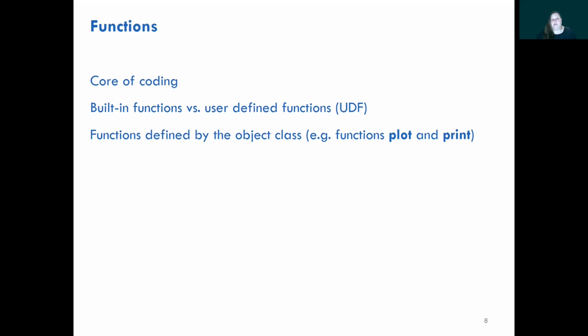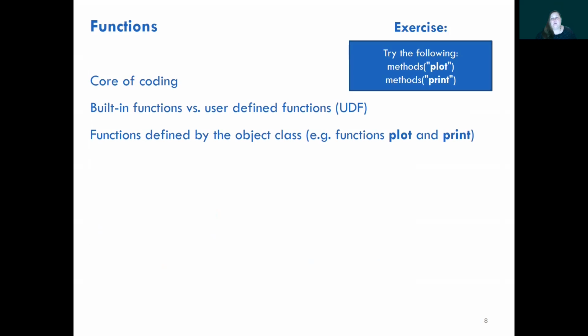You might have noticed, if you've been working with R for a while now, that you can use plot and print on very different classes, and it will sometimes give you a totally different output. Just as a small exercise for today, try the following in R. Write the code methods and then plot in inverted commas, and then methods and print in inverted commas, and just see what you get as an output for both of these lines of code.